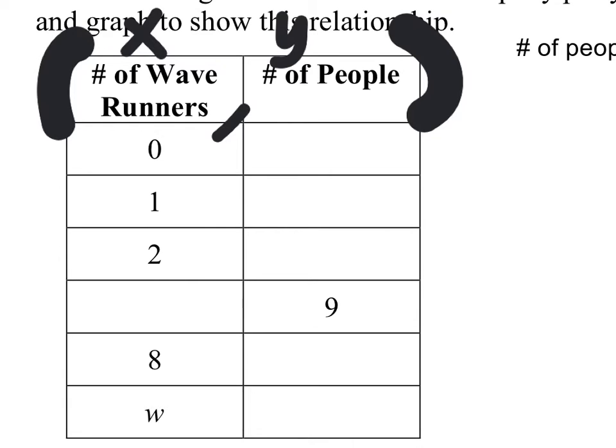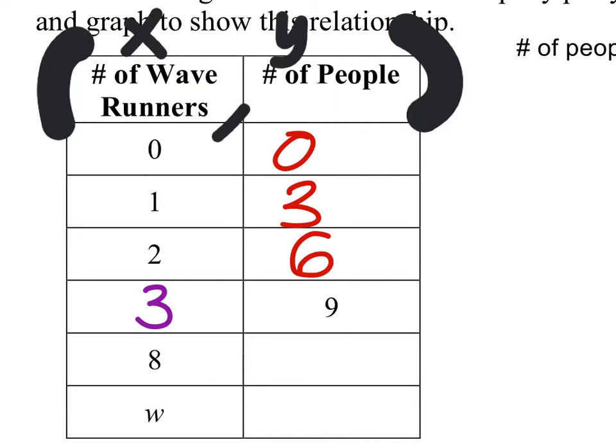Alright, so let's say that they had 0 wave runners, then how many people could they fit on the wave runners? 0. Oh, that's very nice. What if they got 1 wave runner? 3 people, right? What if they got 2 wave runners? 6. Now, if they had 9 people, how many wave runners would they have? 3, right? That's very nice.